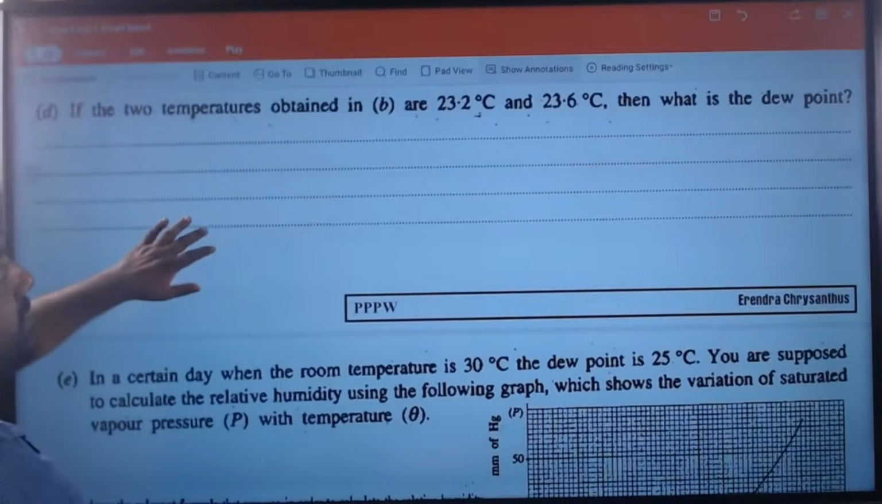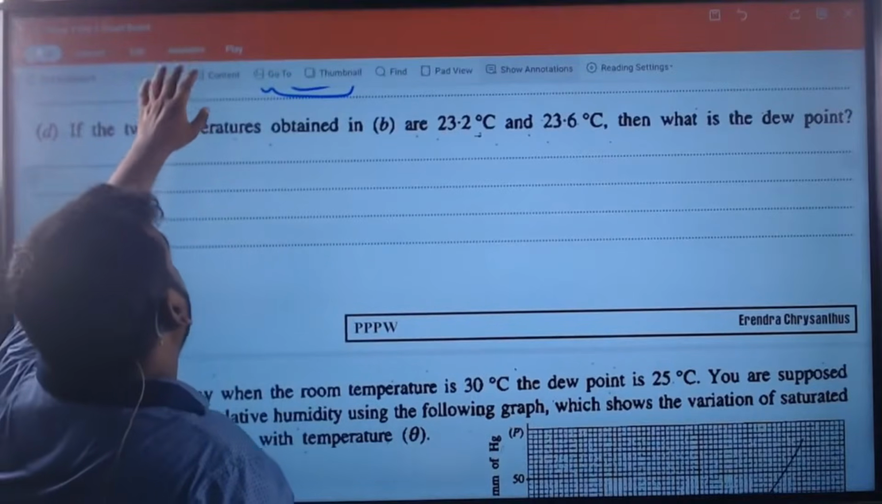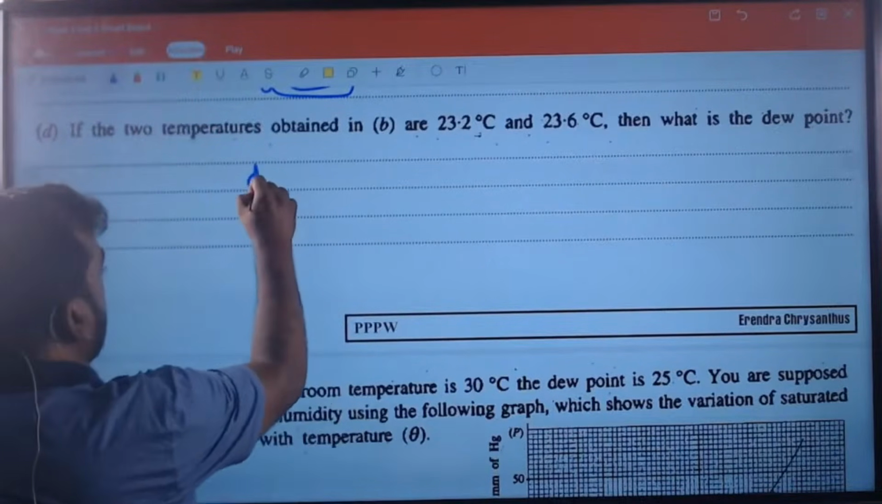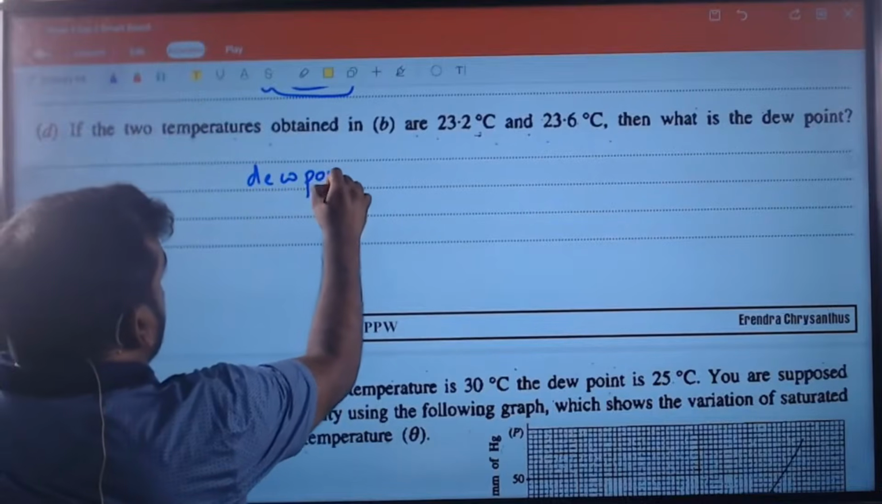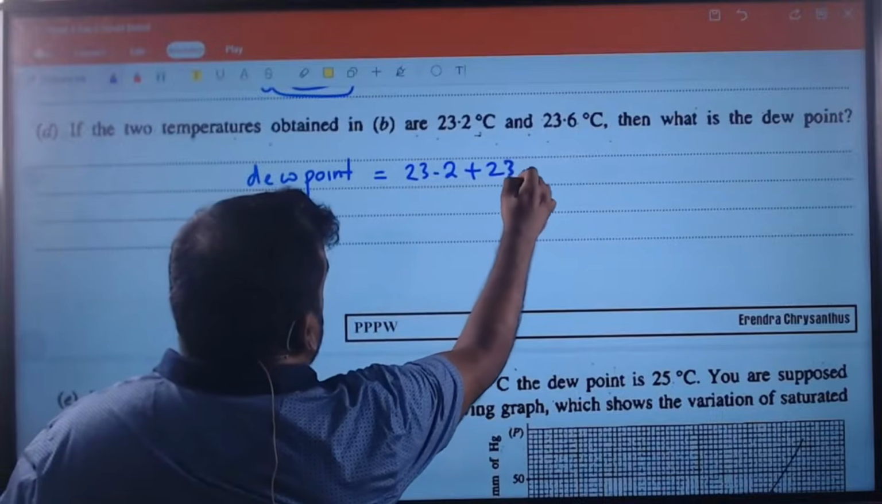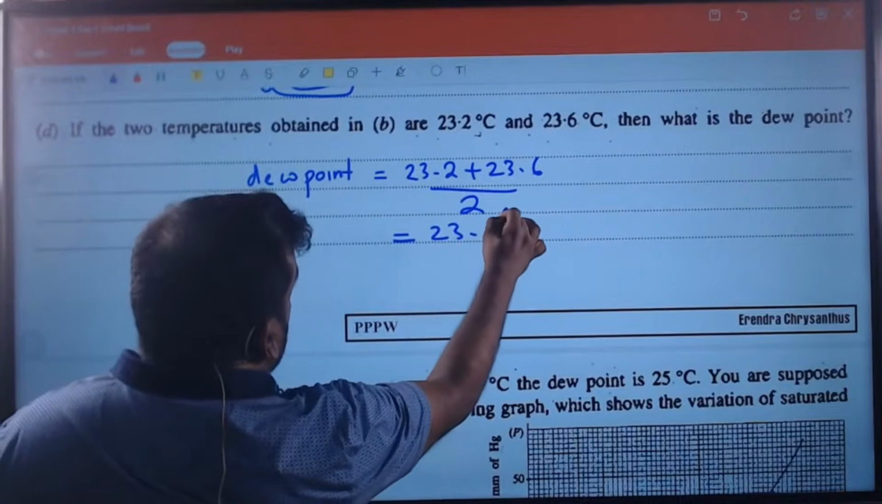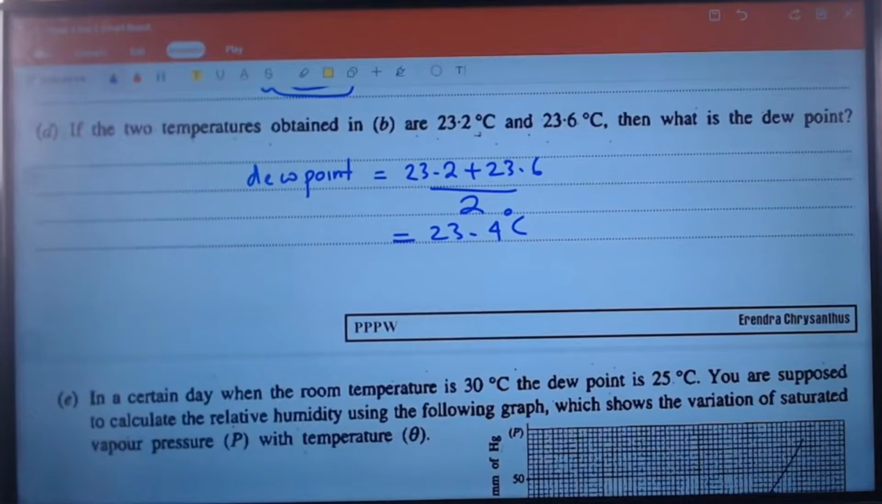If the two temperatures obtained are 23.2 and 23.6, first the dew point. Now dew point is the average: 23.2 plus 23.6 divided by 2. That's 23.4 degrees Celsius.